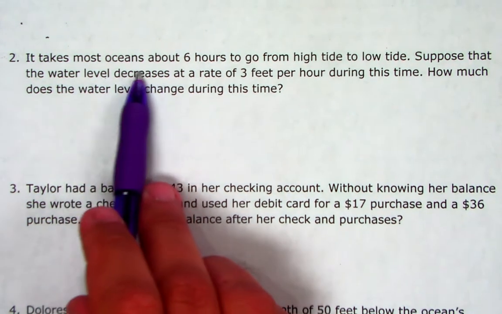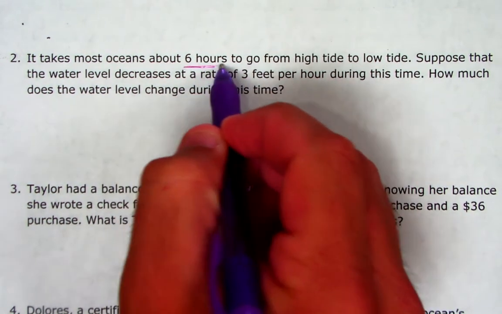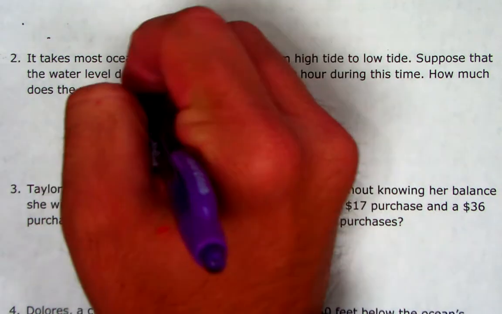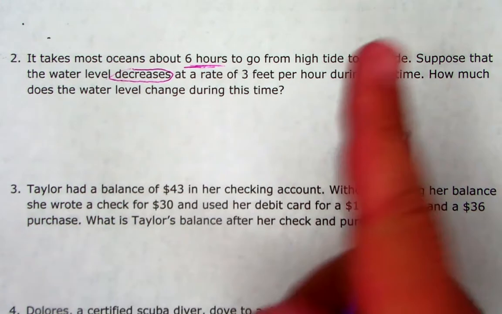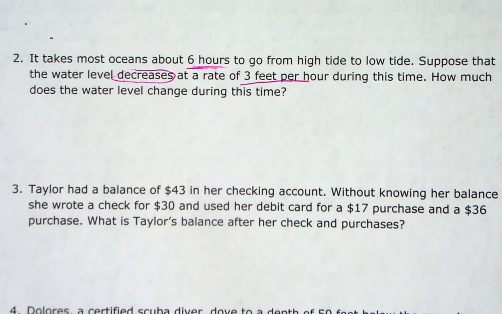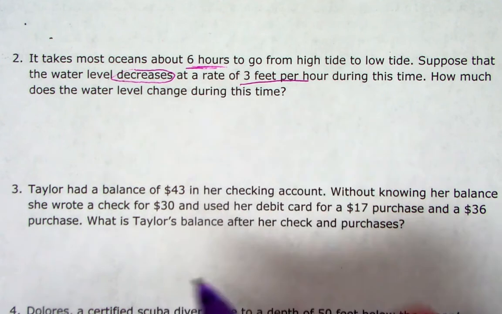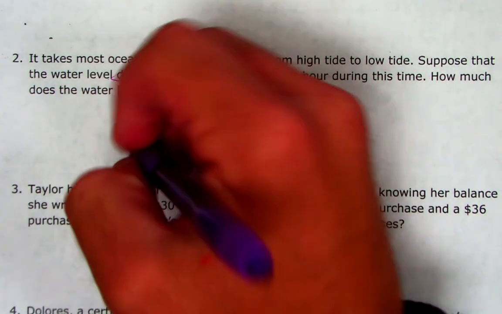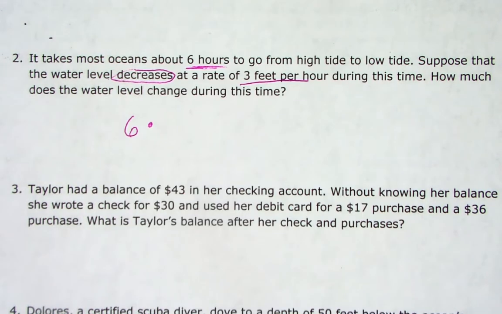It takes most oceans about 6 hours to go from high tide to low tide. Suppose that the water level decreases at a rate of 3 feet per hour. During this time, how much does the water level change? Well, first of all, it goes on for 6 hours. And we're going to have to multiply that by how many feet it changes each hour.